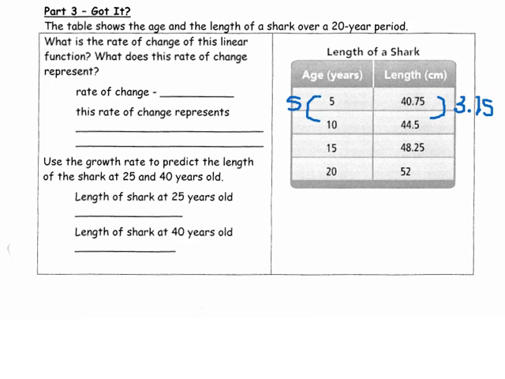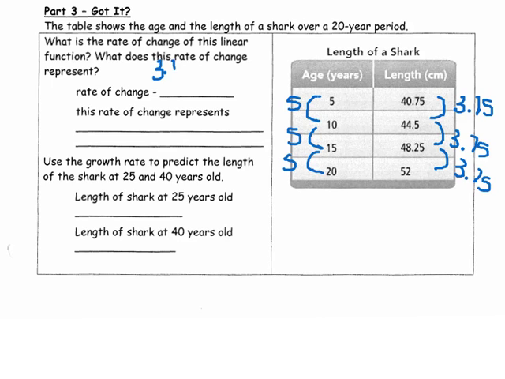Does that pattern continue throughout? So 44.5 to 48.25, we go up 3.75. And here we go up 5, so that pattern works. And 48.25 plus 3.75 is 52. So this one goes up 5. So the rate of change is 3.75 over 5.